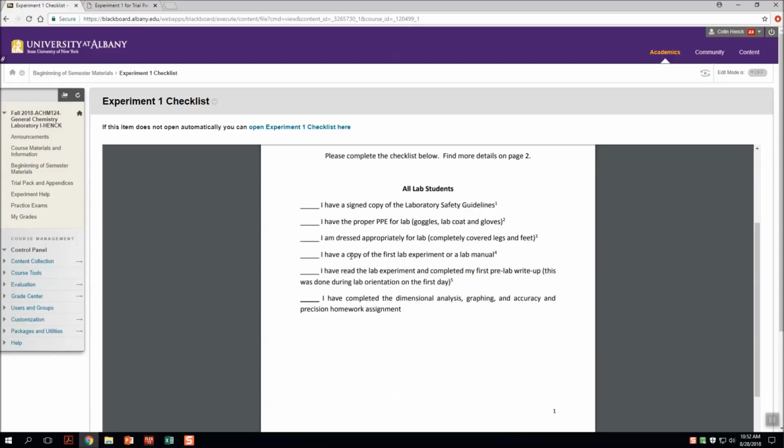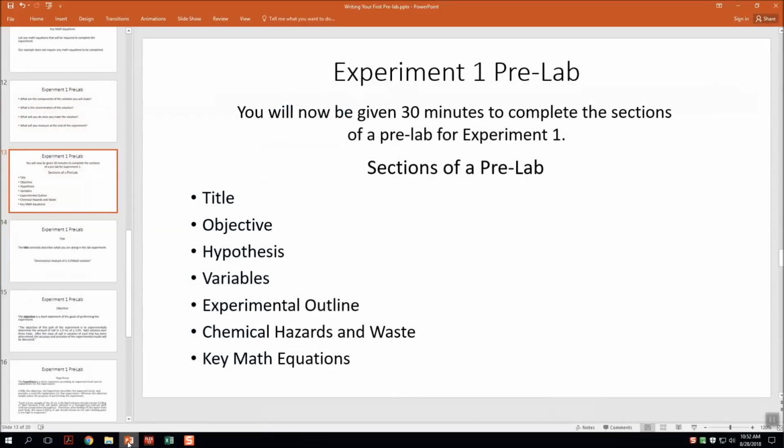Now I'd like to move on to experiment 1. And what I would like to look at is some of the requirements for experiment 1, and specifically the dimensional analysis of the 3% NaCl solution, the part of the lab that you're actually going to do during lab.